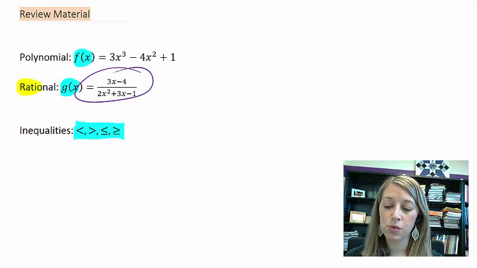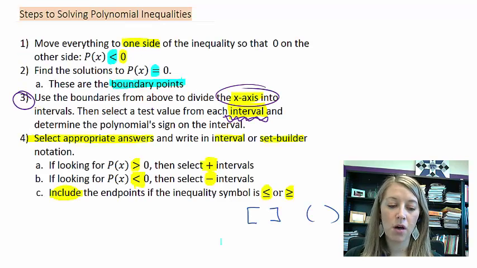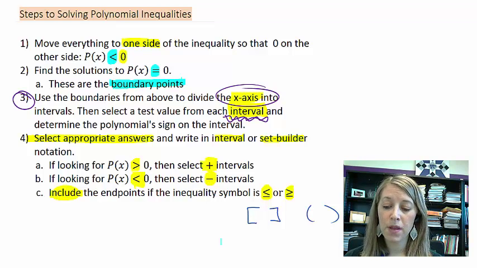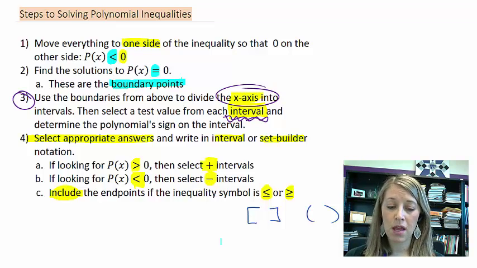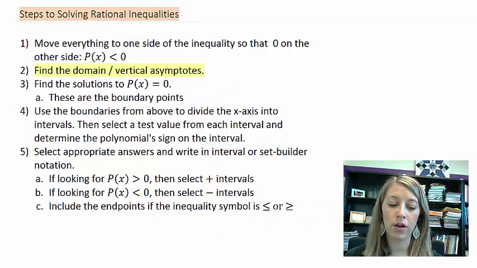Okay, so how does this switch from the steps of solving polynomial inequalities, where we set it equal to 0, we find our solutions or boundaries, we put those on a number line, we test the intervals on the number line to see whether it's positive or negative, and then we select our appropriate intervals. It's pretty much the same thing for rational inequalities. The only thing is now we have one additional step: we need to focus on our domain, or we need to focus on our vertical asymptotes.